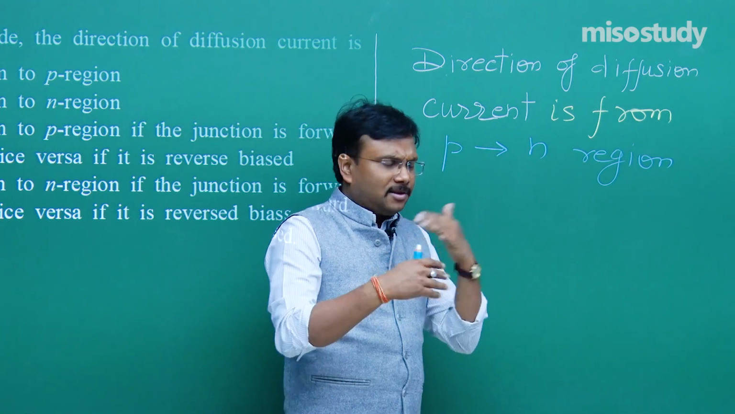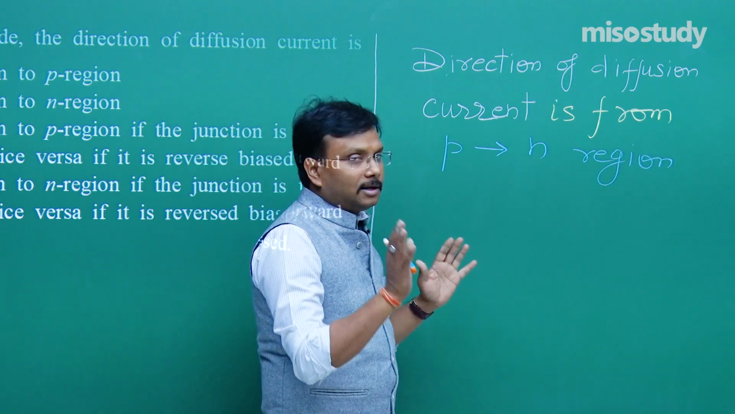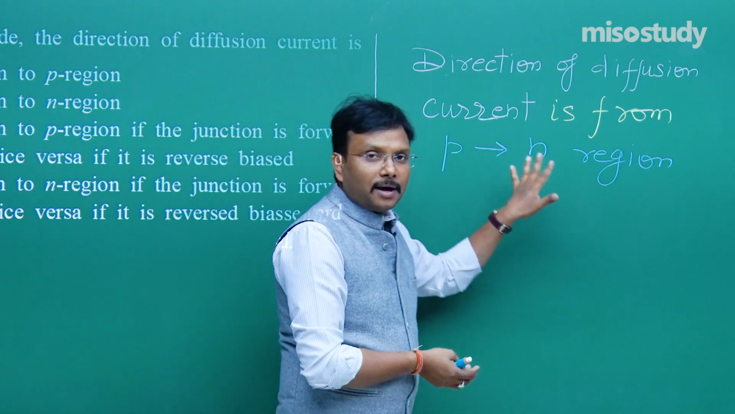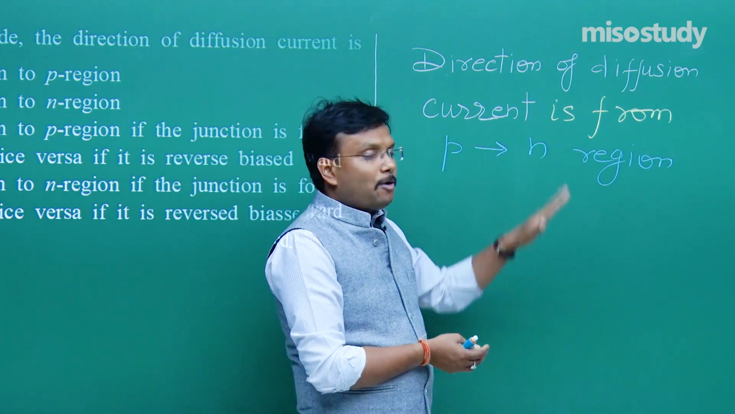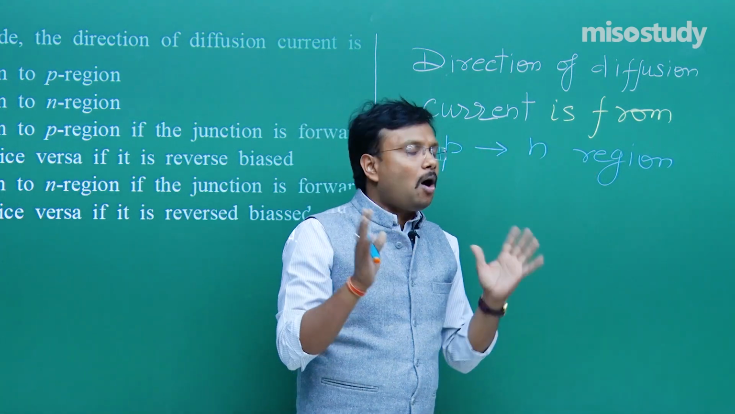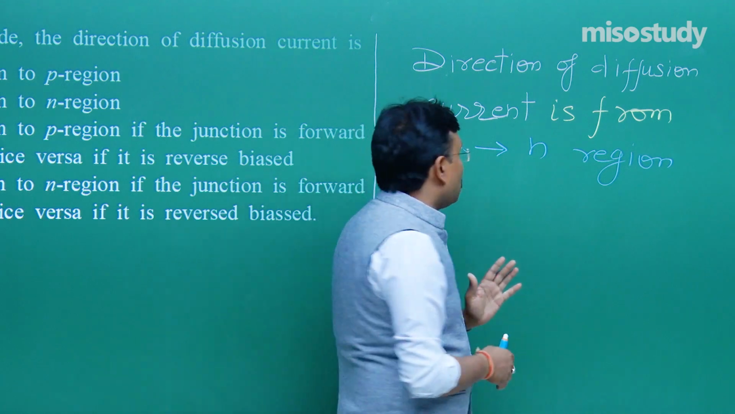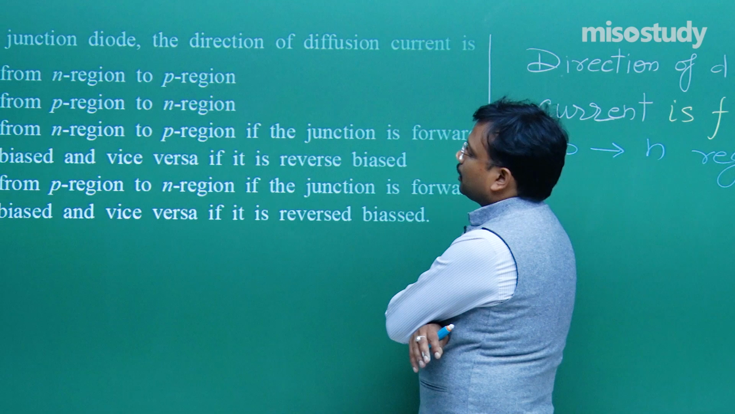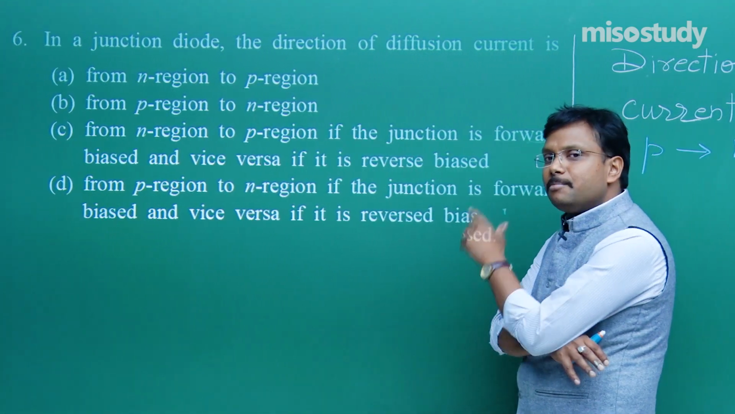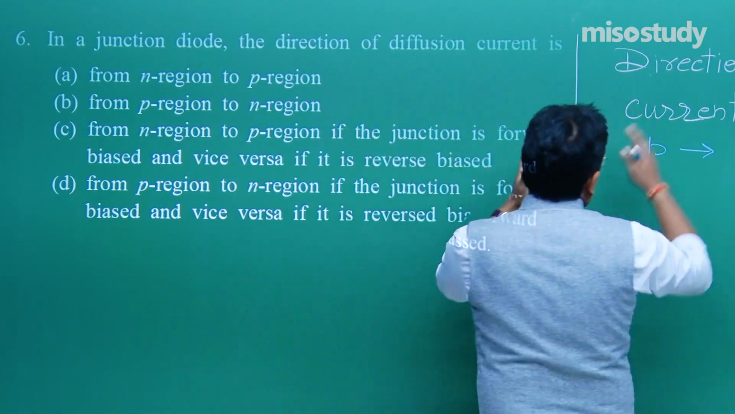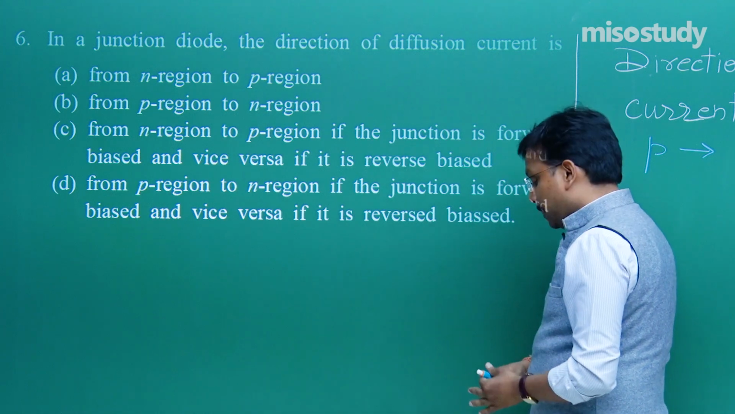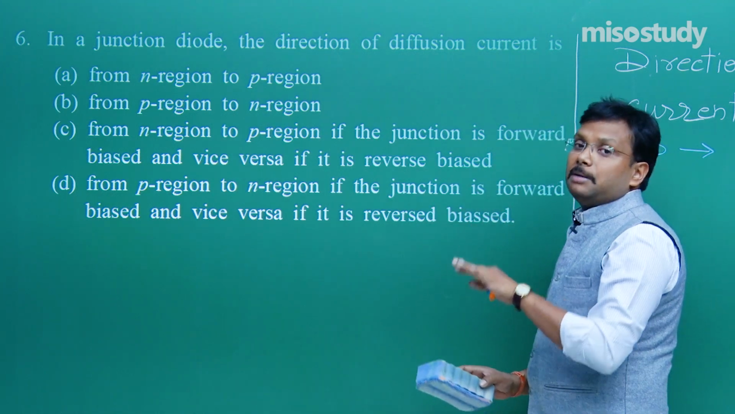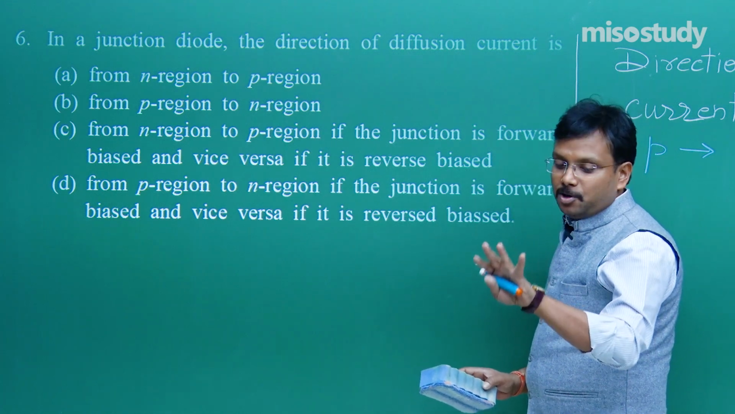Don't use a pen, otherwise it's going to be very difficult for you to maintain the book. Fine. So this way if you prepare and read these types of lines 10-20 times, then obviously in the examination hall you will recall: in a junction diode the direction of diffusion current is from P region to N region, because it is fed in your memory. Fine. So I am just trying to show you, by picking these types of questions, what your approach should be.